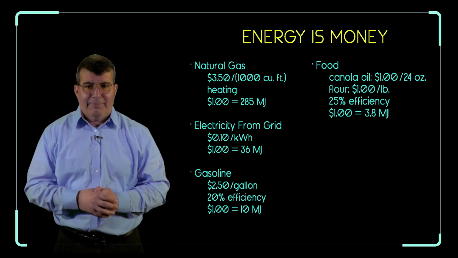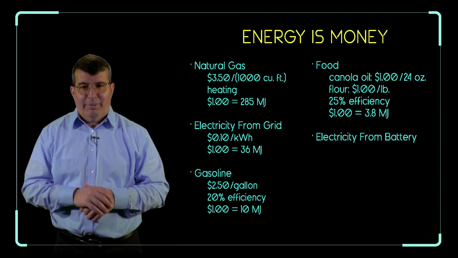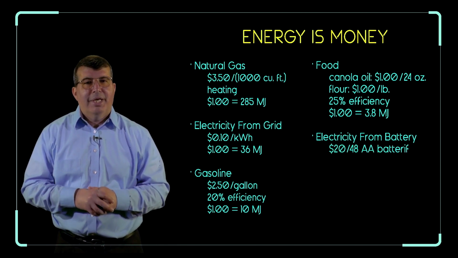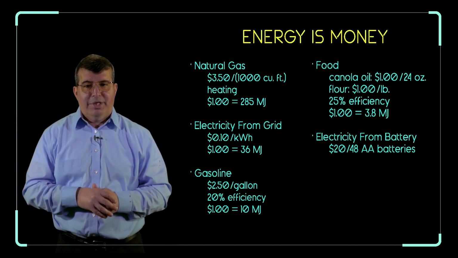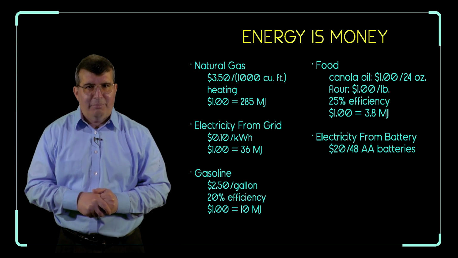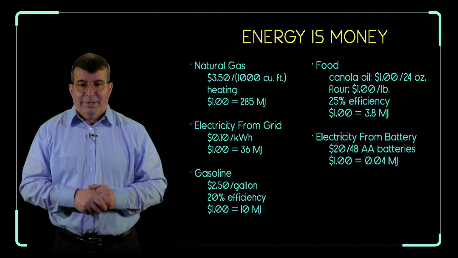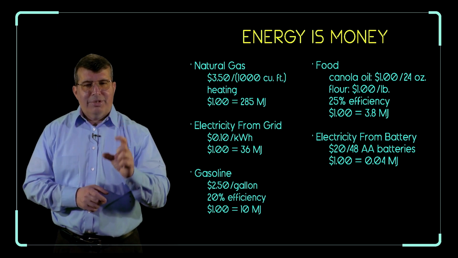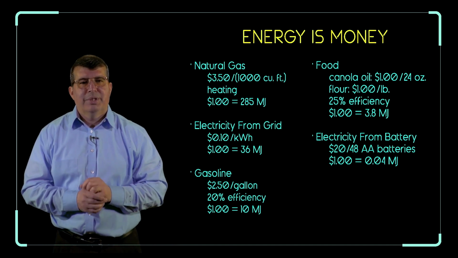Okay, now this one is interesting. If we look at electricity from a non-rechargeable battery, I paid about $20 for 48 AA batteries. And if I work out the amount of chemical energy that can be converted into electrical energy in a AA battery, my $1 there bought me about 4/100ths of a megajoule, 0.04 million joules of energy. So what does that mean? That means that when I buy a battery, I'm buying the chemical energy in that battery, and for my $1, I'm getting 4/100ths of a million joules.